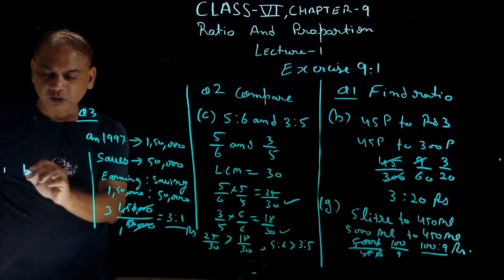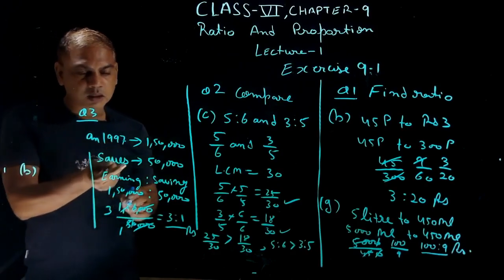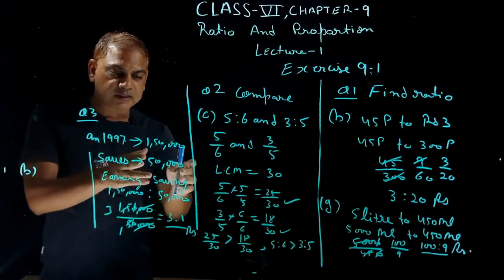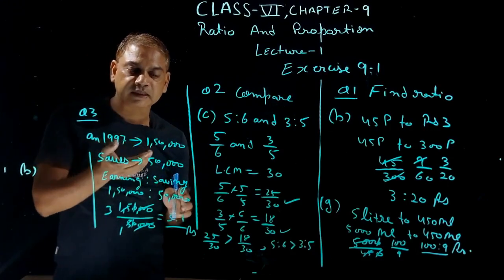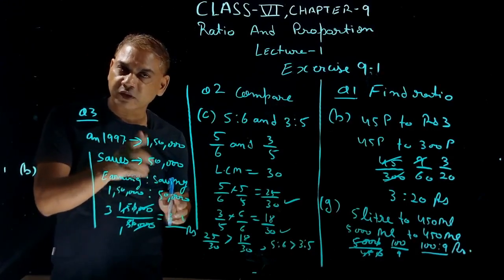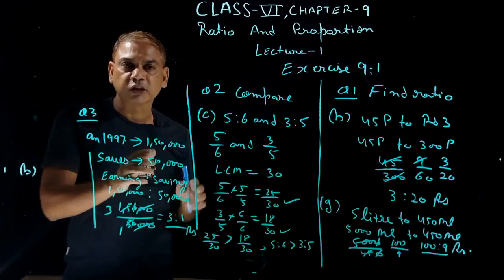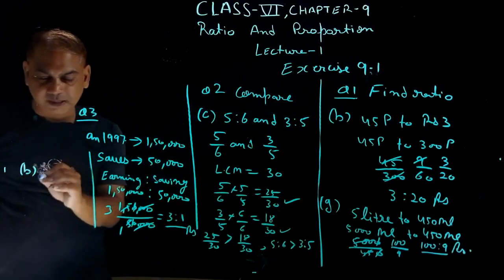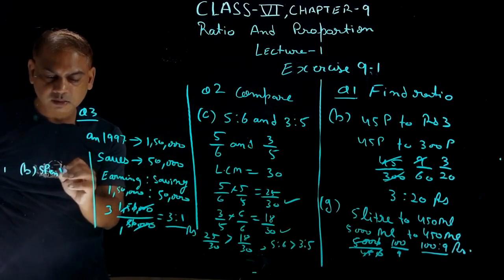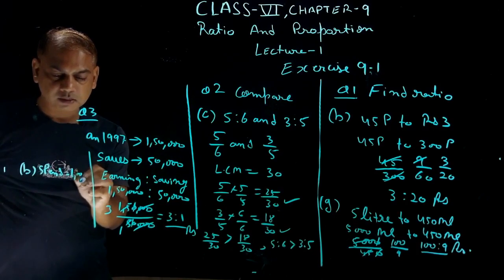Now the B part of the question, student: how much money did she expend? Savings is 50,000, so how much did we expend? Total earning 1,50,000, savings 50,000, so how much did we spend, students? So our spend comes to 1 lakh.